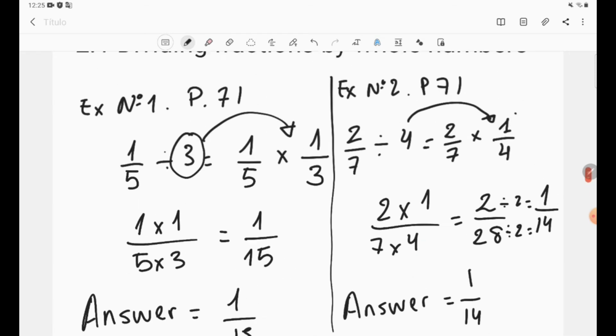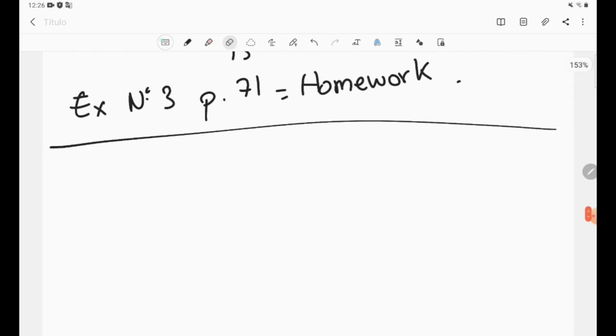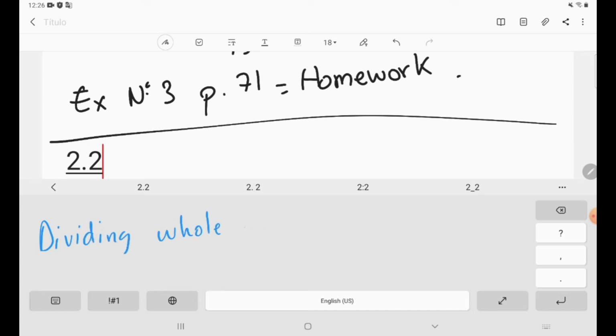So let's continue. We have learned already how to divide fractions by whole numbers. Now we are going to learn how to divide. I'm going to write down here 2.2, dividing whole numbers by fractions.